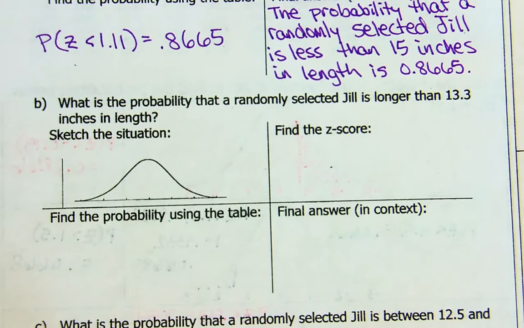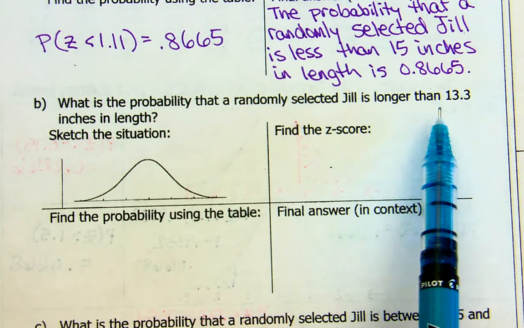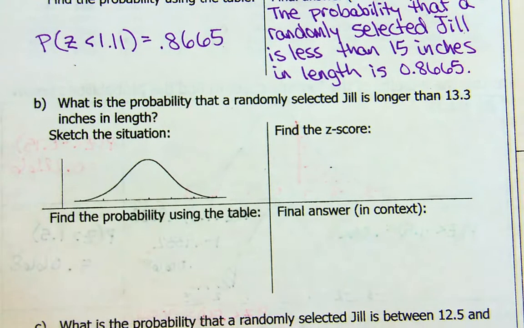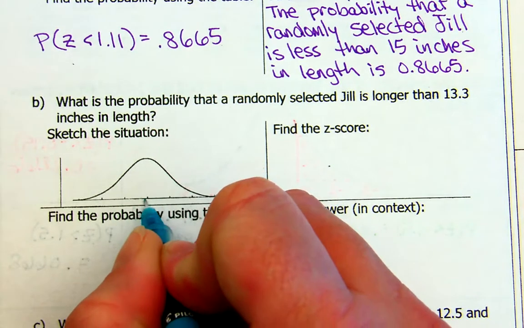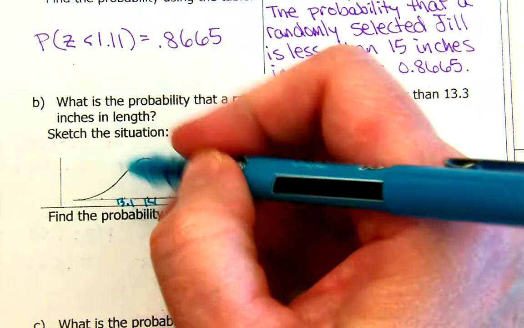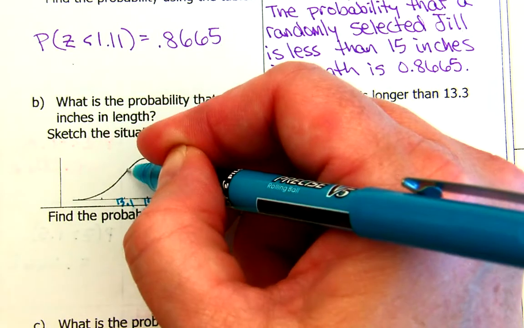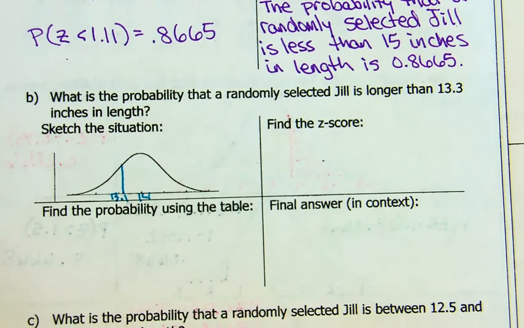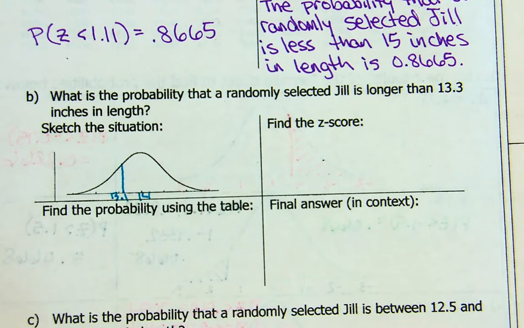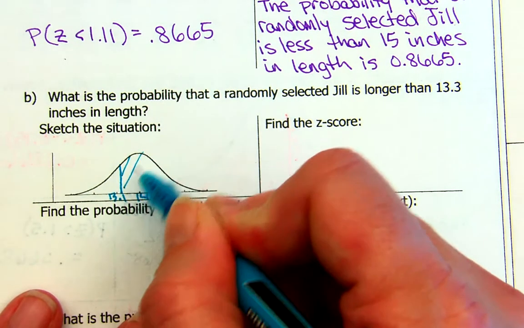Alright, part B. We want to know what's the probability that a randomly selected Jill is longer than 13.3 inches. So 14 is here in the middle. We subtract 0.9, we're at 13.1, so it's going to be, no, 13.3, a little bit above that. So right about there. And this time we want it longer than, so we're going to shade on the right side.